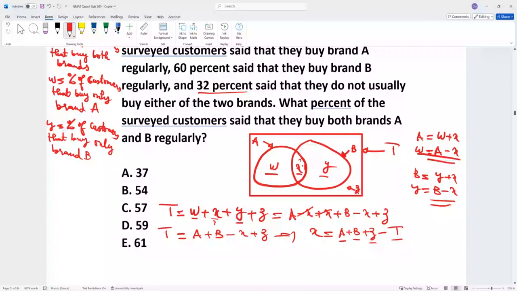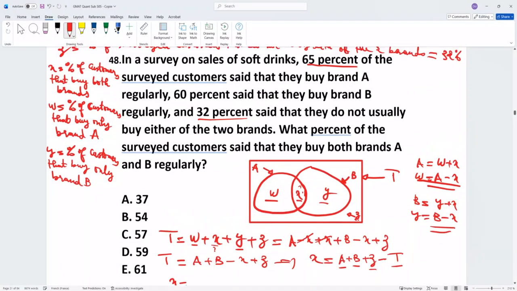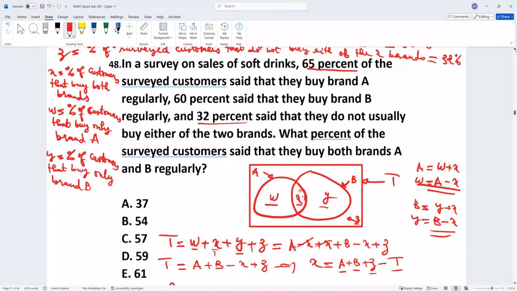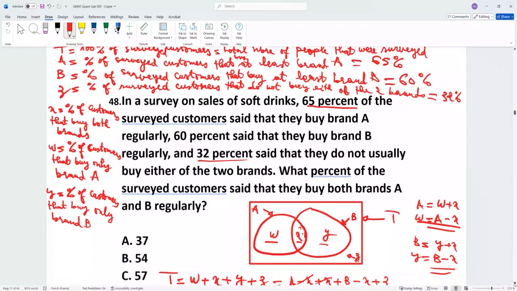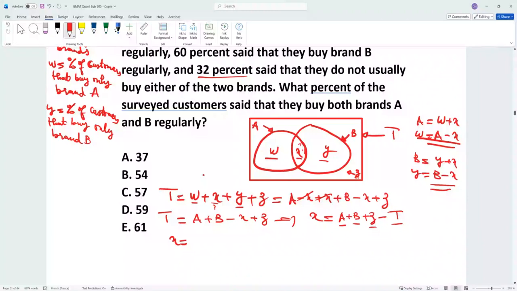Okay, so what we can do is we will say X. If we come up here, we know that T is 100%. This is 65% for A, 60% for B, 32% for Z. Now, let's just come down here. A is 65% plus 60% for B plus 32% minus 100%.